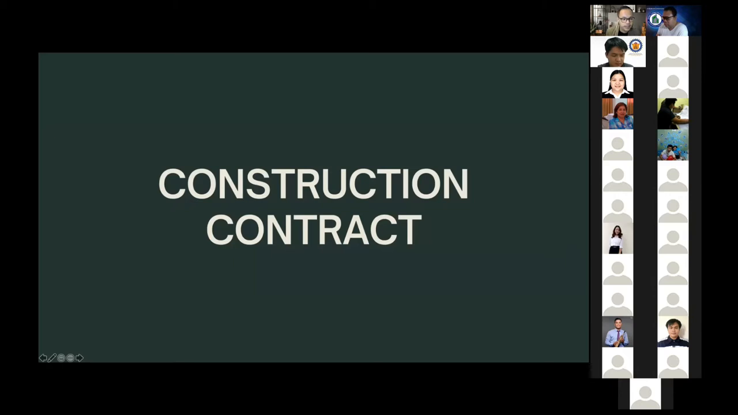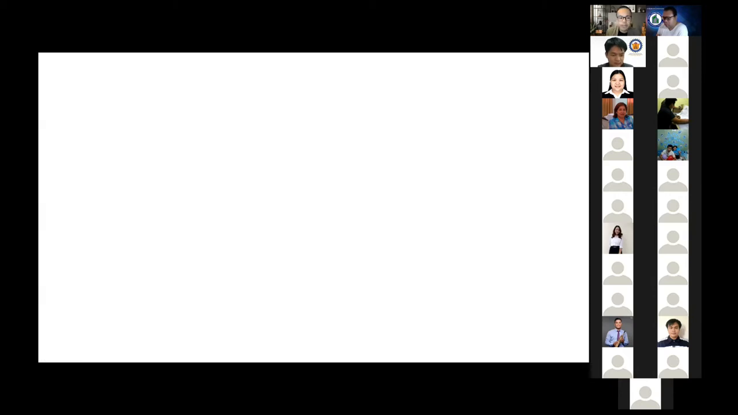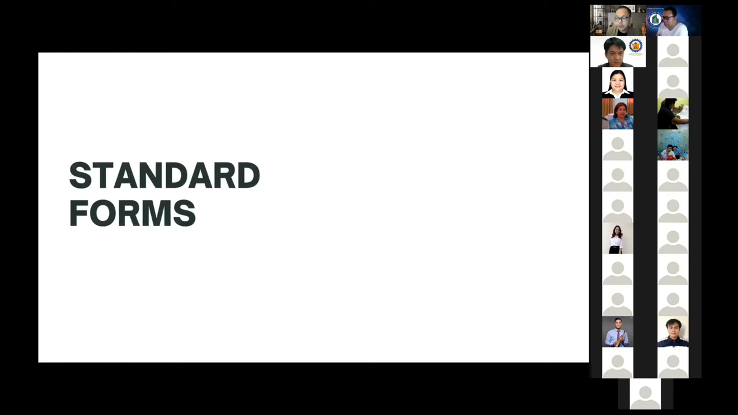So now we will be proceeding with the standard forms of contract, because you may not be aware, there are several standard forms of contract, because contracts can be difficult and challenging to draft. So what the industry practitioners or the industry experts did is that they devised standard forms of contract which are widely used and very popular in the construction industry.